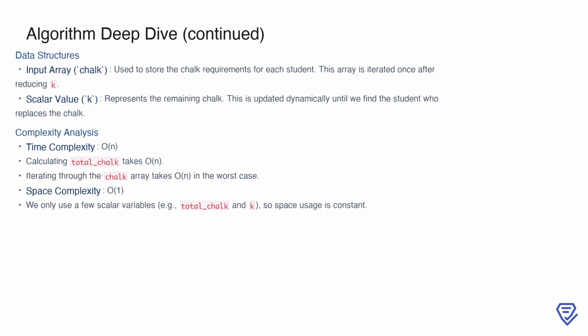For complexity analysis, the time complexity is O(n), where calculating total_chalk takes O(n), and iterating through the array in the worst case also takes O(n). The space complexity is O(1), as we only use a few scalar variables, such as total_chalk and k, in addition to the input array. This ensures that our algorithm is both time and space efficient, making it suitable for a wide range of input sizes.